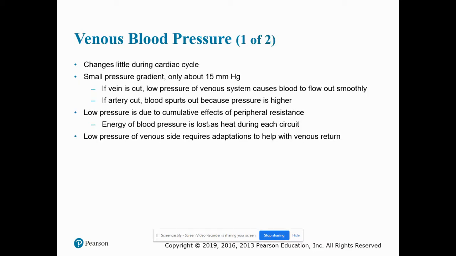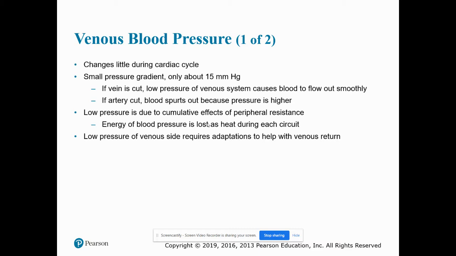And then we finally get to venous blood pressure. This changes little during the cardiac cycle. There's a small pressure gradient, only about 15 mmHg. If you cut a vein, because it's low pressure, the blood will flow out smoothly. But if you cut an artery, blood will actually spurt out because the pressure is much higher.